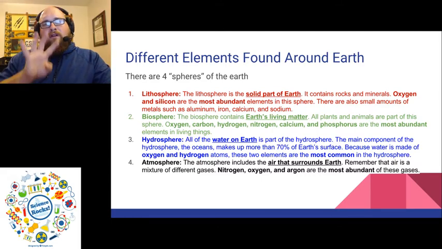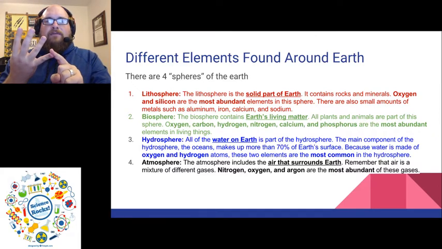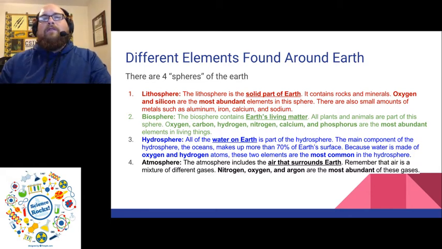But first off, there are 4 spheres of the Earth. We have what's called the lithosphere, the biosphere, the hydrosphere, and the atmosphere. Some of these you've probably heard, like the atmosphere, maybe the biosphere. But let's start off with the first one. Let's start off with the lithosphere.